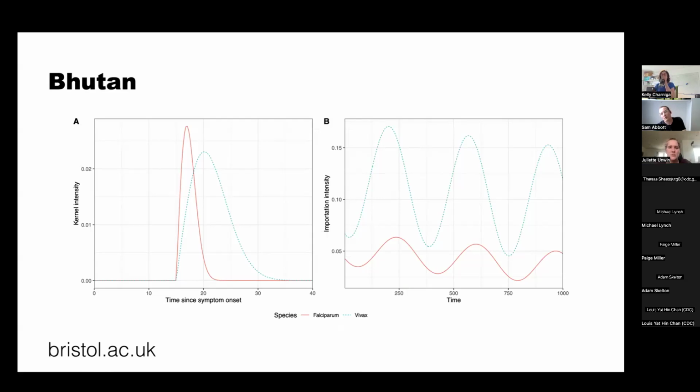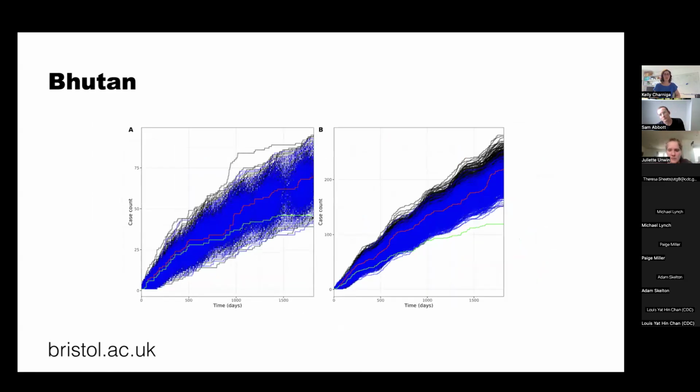malaria, the parasites will lie dormant in your liver. And then it can be reactivated and you can get another case. But it's not caused by any other case in your line list. It's caused by the reactivation of the parasites. And we find that we get an okay fit for falciparum malaria, which is the left plot.